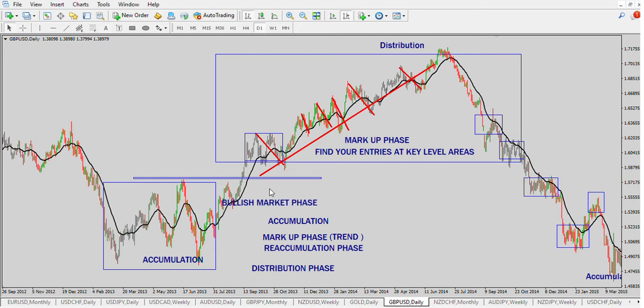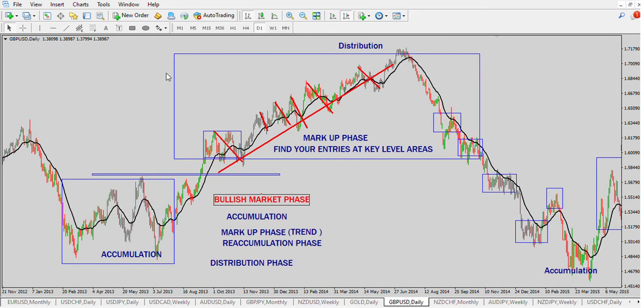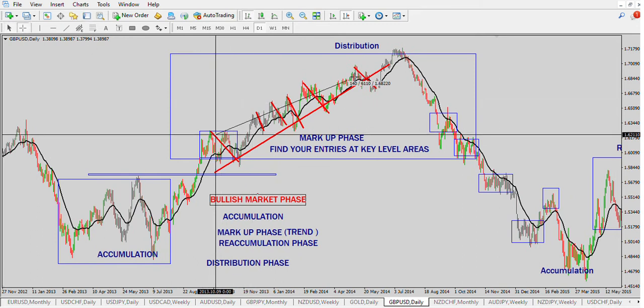The last thing that ends the bullish market phase is the distribution. The distribution ends the bullish market phase. And what is that distribution? Now, according to our last class in time and price theory, it occurs here where we have divergence playing out, but the market refused to take out the divergence.